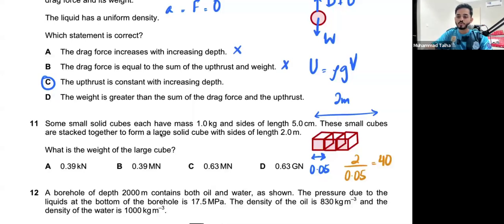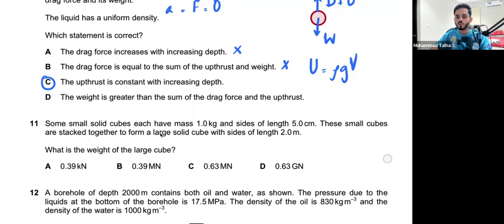No, but actually I'm going about this wrong, because this only gives me the horizontal number of cubes. How would I then find the total number of cubes? The correct approach would be to figure out the volume of the larger one and the volume of the smaller one, and figure out the number of cubes using that. So the volume of the larger cube would be 2 times 2 times 2, basically 2 cubed because it's a cube. So that's 8 meters cubed.